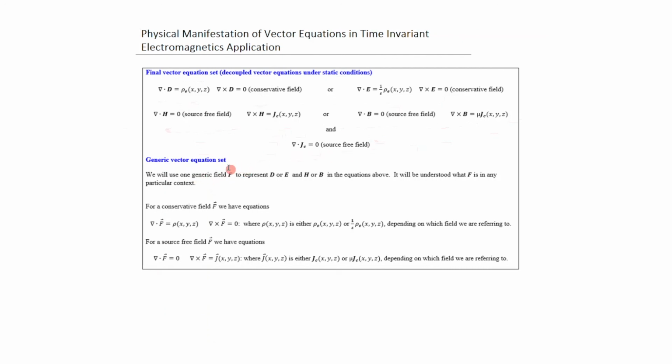So the generic vector equation set, here we go. We will use one generic field F to represent D or E and H or B in the equations above. It'll be understood what F is in any particular context. For a conservative field F, we have equations divergence of F equals rho(x,y,z), curl of F equals 0, where rho(x,y,z) is either rho_e(x,y,z) or 1 over epsilon rho_e(x,y,z), depending on what we're interpreting F to be. For a source-free field F, we have the equations divergence F equals 0, curl of F equals J, where J is either J_e or mu J_e, depending on which field we're referring to.